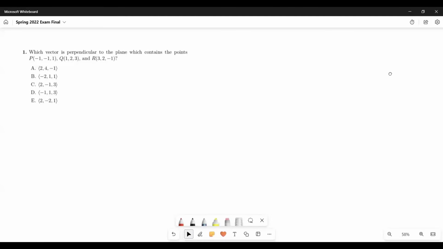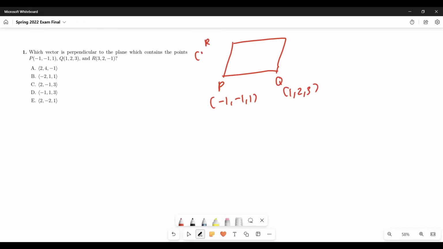Okay, this question asks which vector is perpendicular to the plane which contains the points P, Q, R. So, okay, let's draw it. P is (-1, -1, 1), Q is (1, 2, 3), and R is (3, 2, -1). Okay, so if you want to find the vector PQ, that's going to be (2, 3, 2).